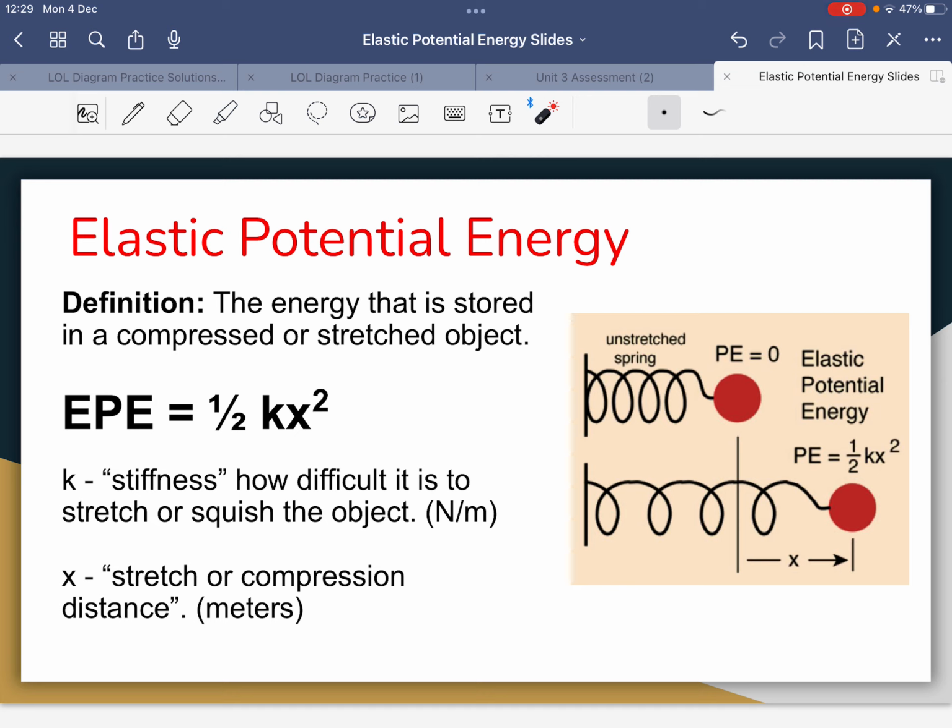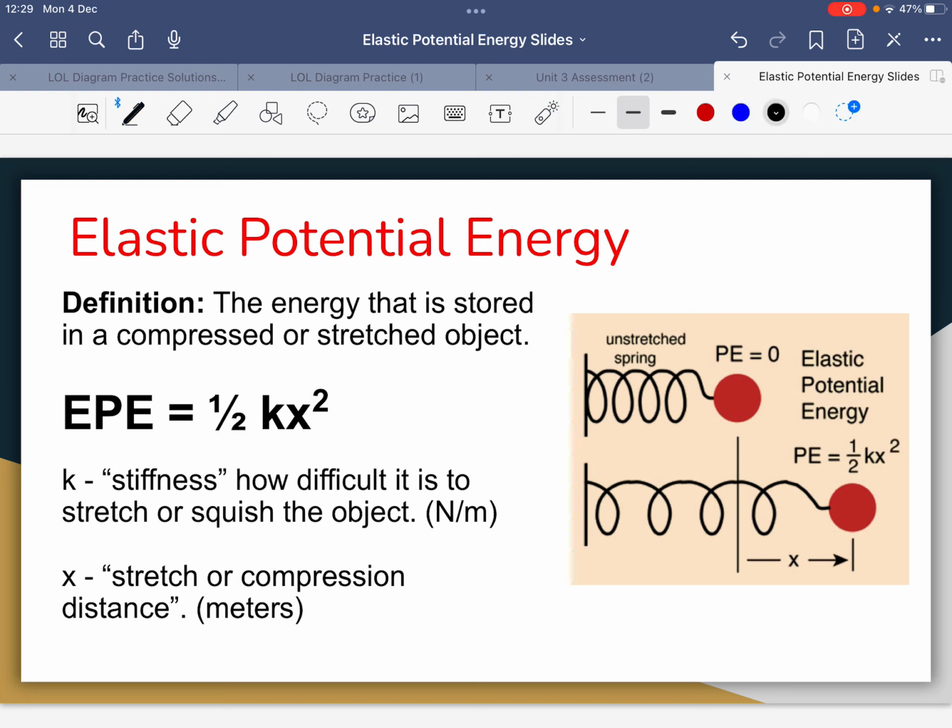But if you imagine a rubber band, right, you can stretch it to store energy, but you can't really squish a rubber band to store any energy, right? So that X there is just the stretch distance or the squish distance. It's not the total length of the spring or the total length of the rubber band, right?